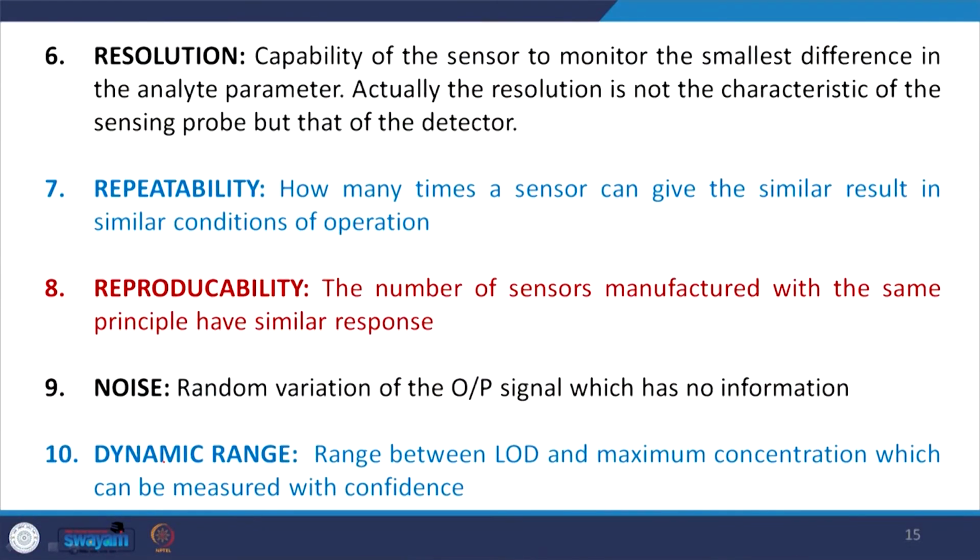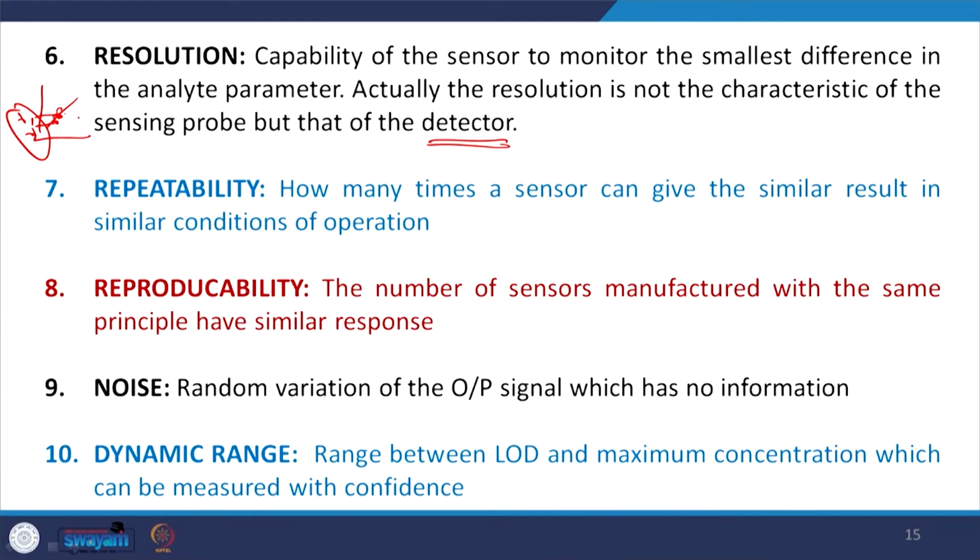Resolution: the capability of the sensor to monitor the smallest difference in the analyte parameter. So, suppose you want to measure two concentrations here, small, what is the difference between these, how small is the difference between C1 and C2, that means how small you can measure the lambda 1 and lambda 2. And this is not actually the property of the sensor system, but it is the characteristic of the detector. If your detector has high resolution, it can resolve lambda 1 and lambda 2 very precisely, you can have good resolution.